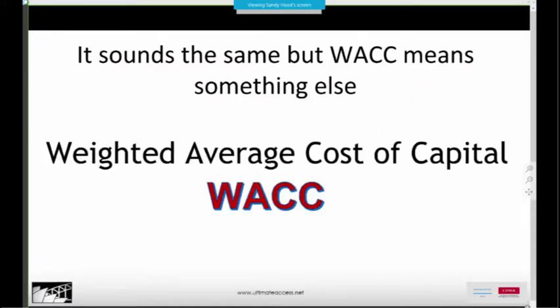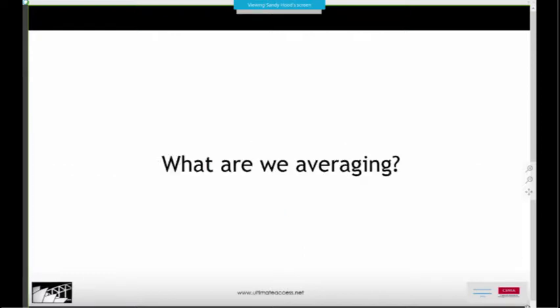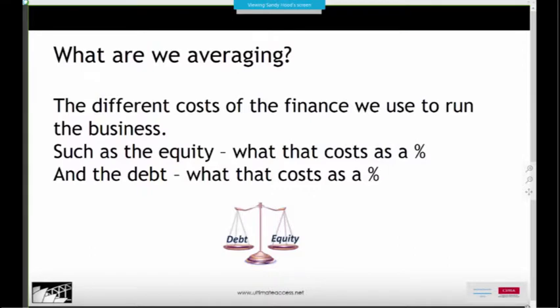It sounds the same, but it means weighted average cost of capital. We are averaging the different finance sources that we use to run the business. So we have to find what is the cost that we incur by having equity, and we have to find what the cost is that we incur having debt, and we have to bring the two together.